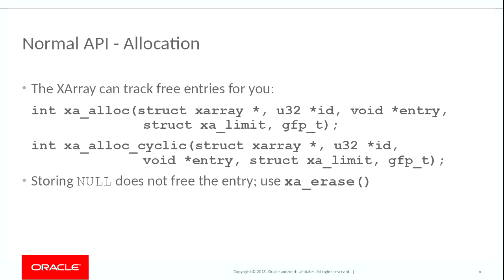I said earlier that storing null is the same thing as doing an erase. That's not true anymore with an allocating array, because it is very convenient to be able to store a null. We actually have users which depend on this. They distinguish between storing a null and erasing. Storing null keeps the entry allocated. So somebody else calling XA alloc will not be able to allocate that one. It remains reserved, just as if you use the XA reserve API I mentioned on the previous slide. But XA erase will both set that pointer to null and make it available for reallocation. And that's what most people want anyway, so it works well for the users that we have.